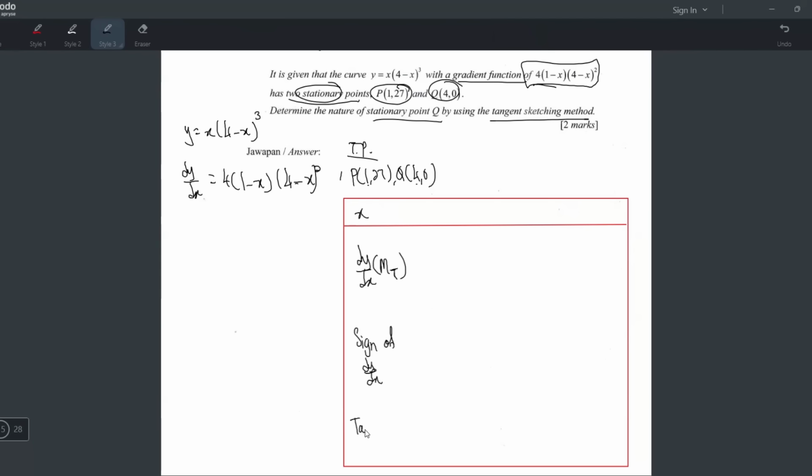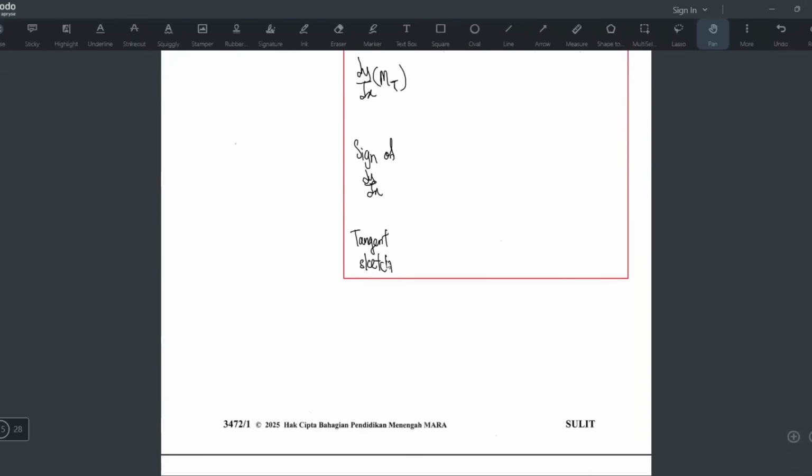So this one is for the tangent sketch. That's why it's called the tangent sketching method, because you have to sketch the tangent. And the last one you have to do is the graph sketch. The graph sketch will tell you the overall, the big picture, the whole graph, whether it's minimum or maximum.